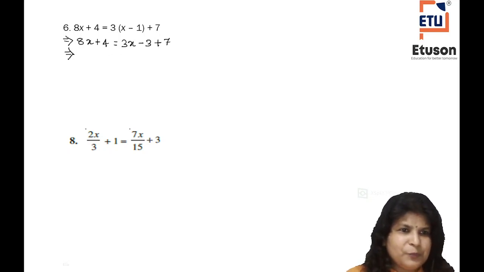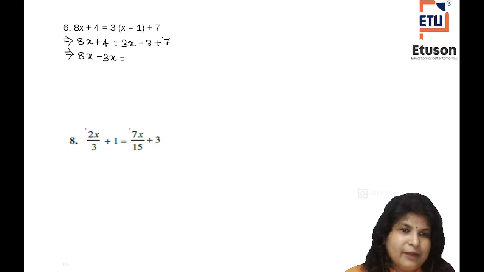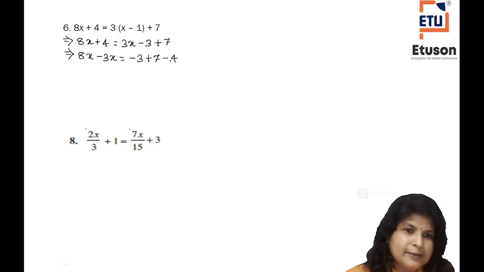So now what next? I am taking all the variables to one side. So 8x. Here it was plus 3x, transposing to the other side, that is minus 3x. Now taking this variable to the other side, that becomes minus 4. So minus 3 plus 7 and minus 4.